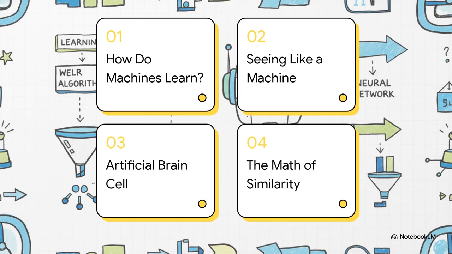Here's our roadmap for today. First, how do machines learn? Second, seeing like a machine. Third, the artificial brain cell. And finally, the math of similarity.